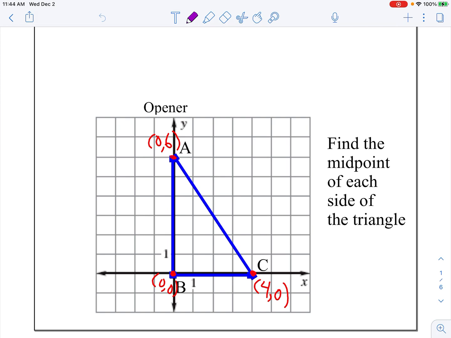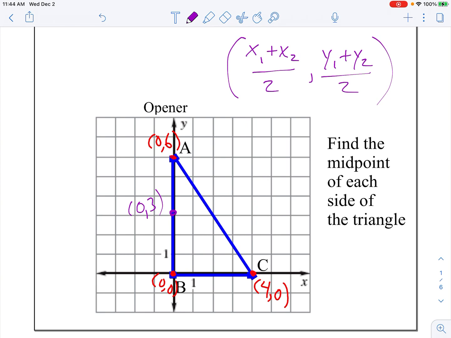So just as a reminder, in your opener here, I have us finding the midpoint of each side of the triangle. So if you need a formula, your midpoint between 2 points says you're going to add your x's and divide them by 2. Then we're going to add our y's and divide those by 2. So for segment AB, 0 plus 0 is 0. 6 plus 0 is 6. Divide those by 2, and we get the point 0, 3.